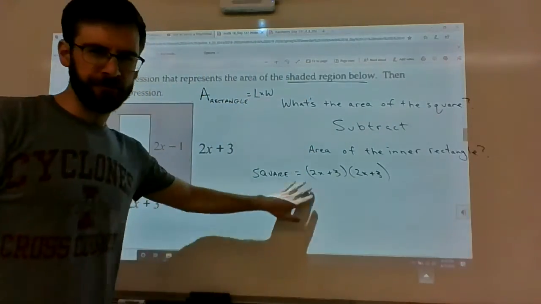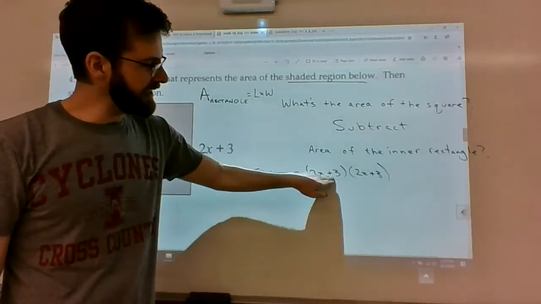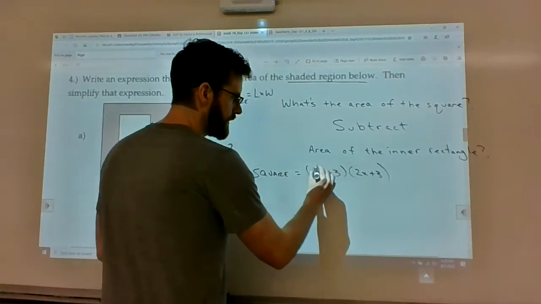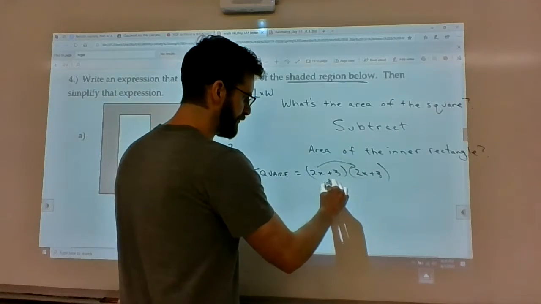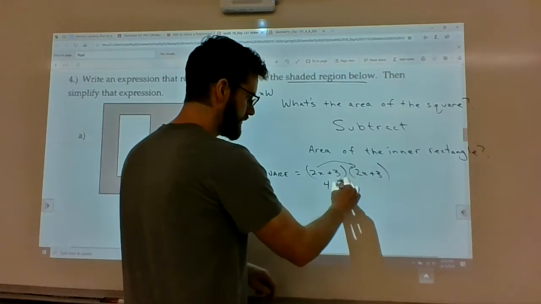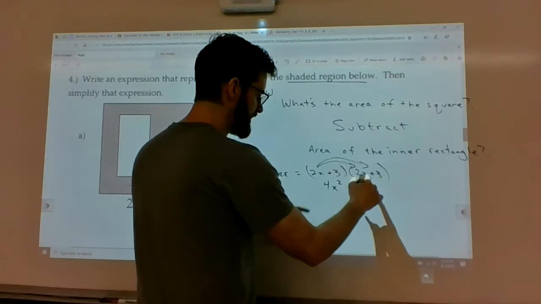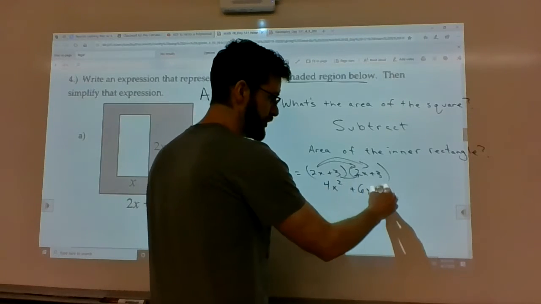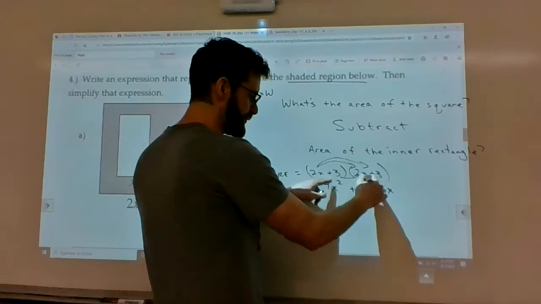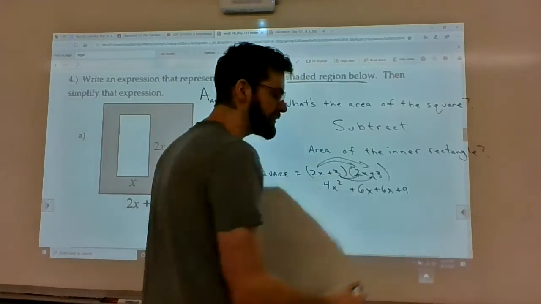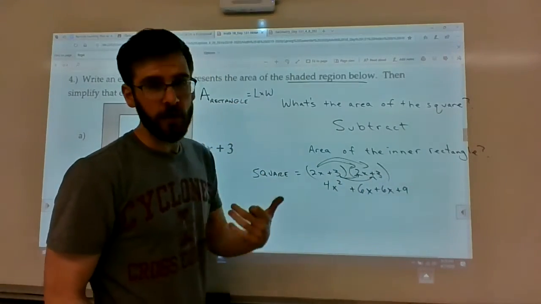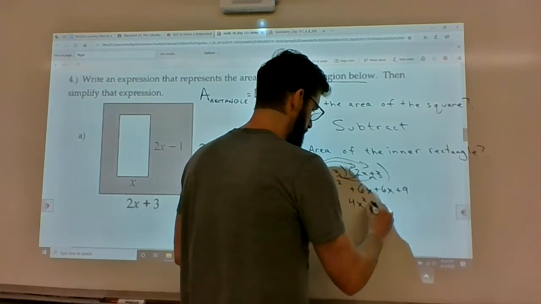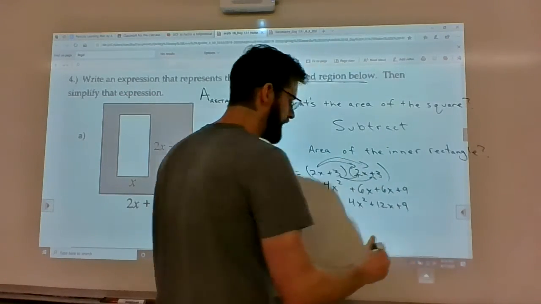Now we know how to multiply that. This is routine at this point. So it's 4x squared plus 2 times 3 is 6x plus 3 times 2 is 6x plus 3 times 3 is 9. All right, so the area of the square is 4x squared plus 12x plus 9. All right, got our first part.